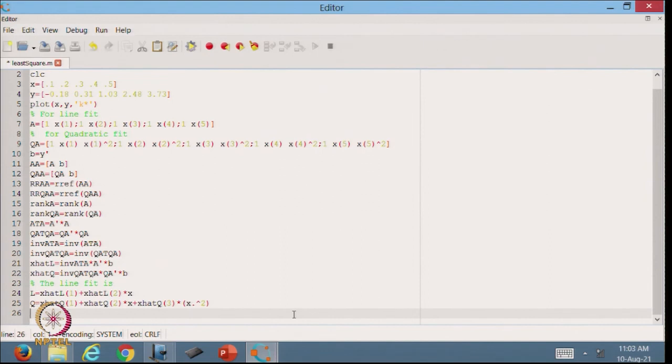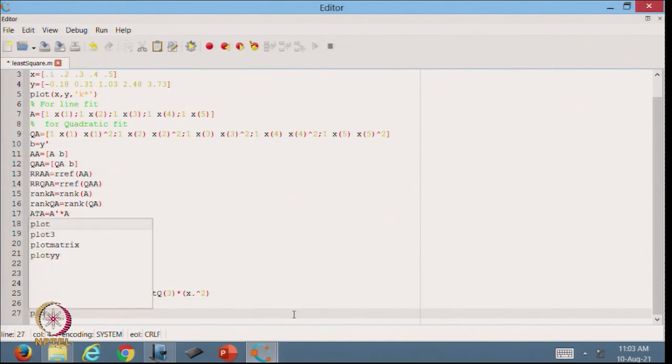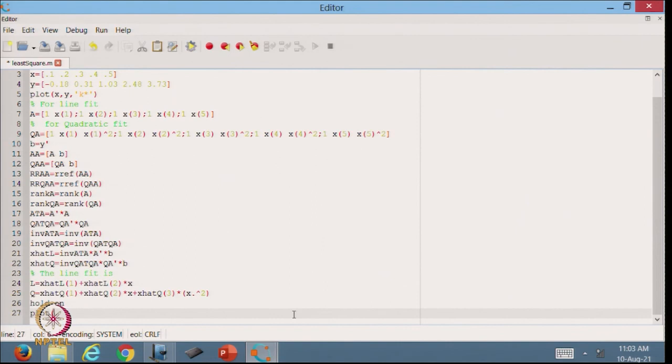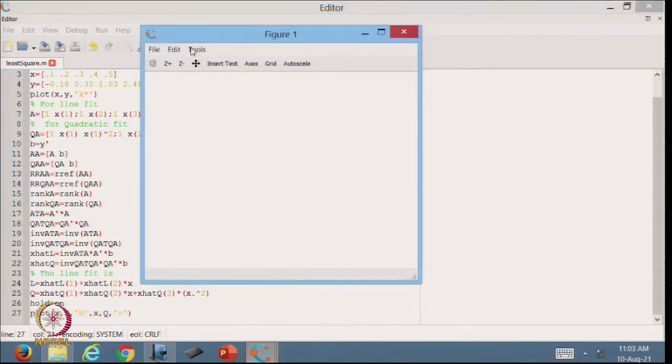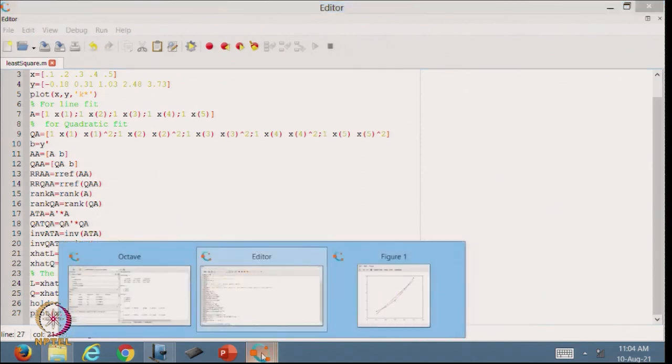And now I can plot these things together. So, what I am going to do is now I will take hold on. Hold on means it will hold the plot, and then I can write plot. So, I can plot x corresponding L with, I just define by blue color. And x with Q, and then I define by red color. So, this is what I am doing here. So, let us save this one and then run this.